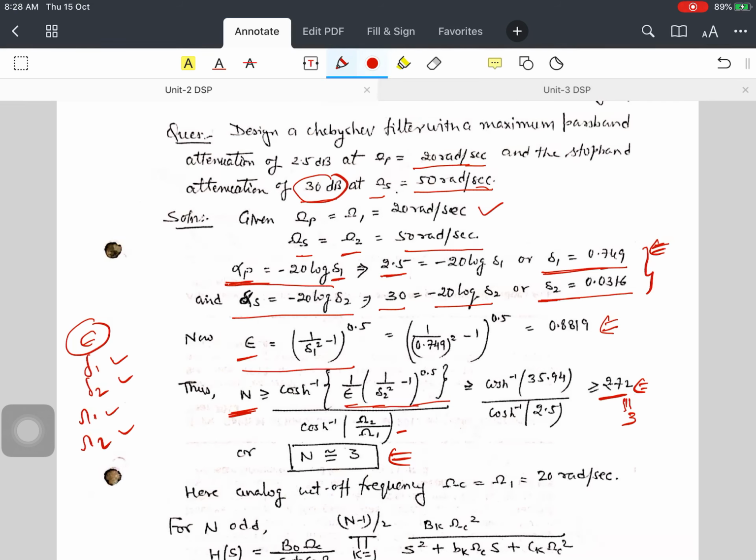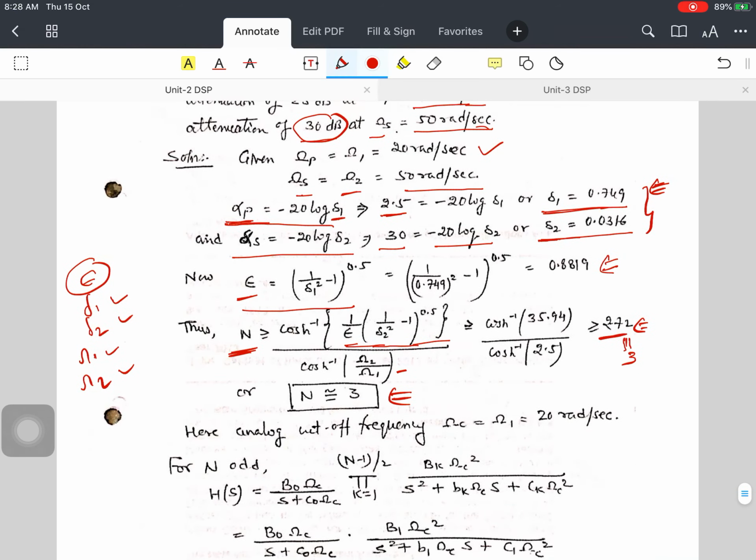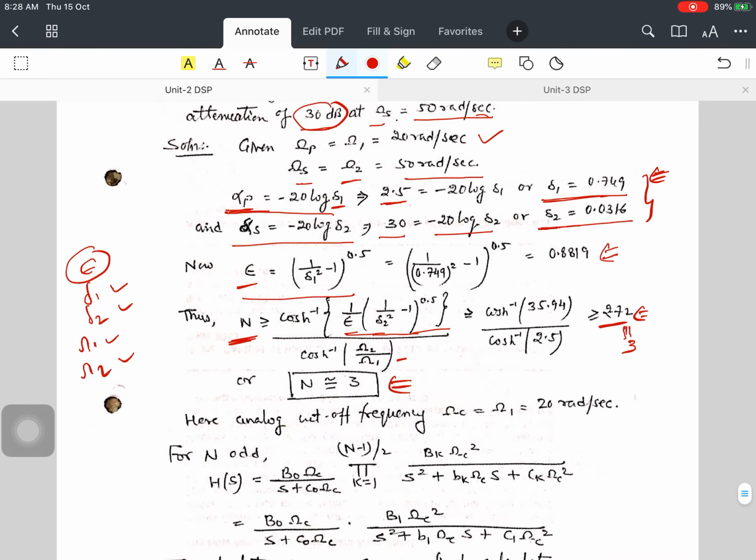Now when we have n, we can easily write down the transfer function of the filter. You can see here n is odd, so we have to apply the formula for odd. Clear? Now you have to remember this point. For odd we know H(s) equals b naught omega c upon s plus c naught omega c, product of k equal to 1 to (n minus 1) by 2 of bk omega c square upon s square plus bk omega c s plus ck omega c square.